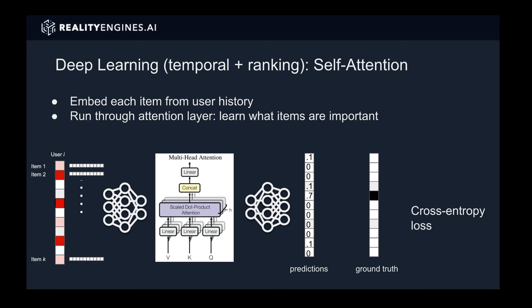Okay, so the intuition here is that the attention layer will learn what are the most important items from a user's history in making predictions. For instance, if a user on Netflix has watched a few very popular movies, they're probably not that important. But if the user has watched some really niche movies in this specific subgenre, then they're probably very important for predicting what the user will watch next. So this is why self-attention is very promising in building recommender system algorithms.